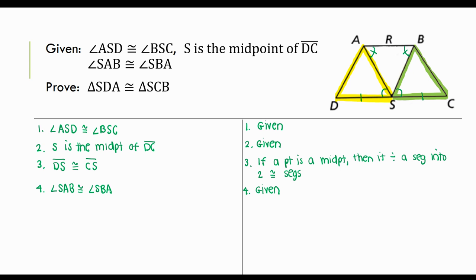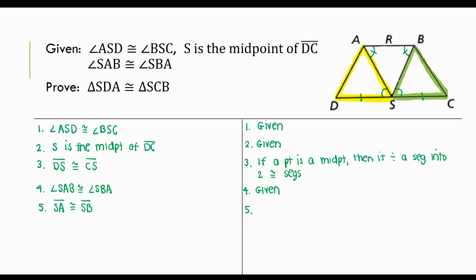Notice the side opposite the angle SAB is the side SB, and that's in the triangle that I'm trying to prove congruent. Notice that the side across from angle SBA is the side SA. That's a side in the triangle that I'm trying to prove congruent. So I'm able to say that those two sides are congruent. So side SA is congruent to the side SB.